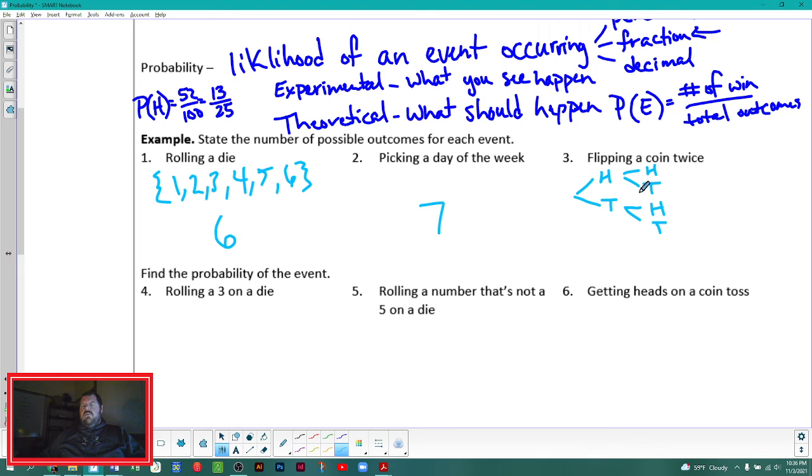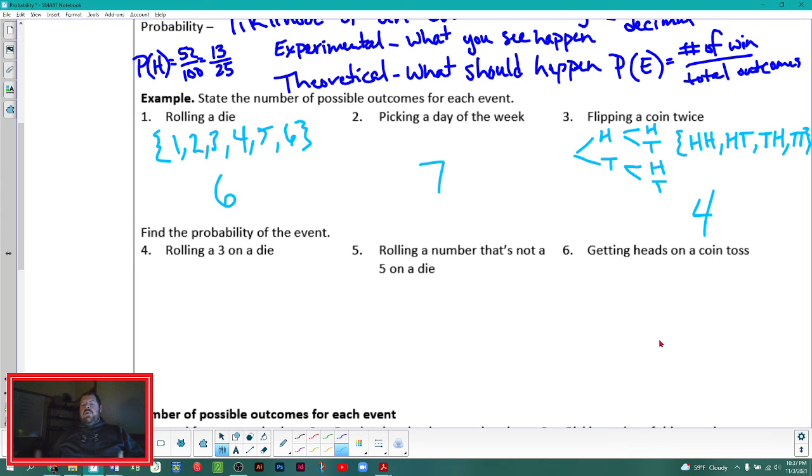So our possible outcomes come from the ends of these branches and how we get there. How did I get to this? I flipped heads and then heads. So the set of possible outcomes includes heads, heads. This one was heads and then tails. This one was tails and then heads. And the last one was tails and tails. I'm going to try to sneak that in there. So there's 4 possible outcomes for flipping a coin twice.